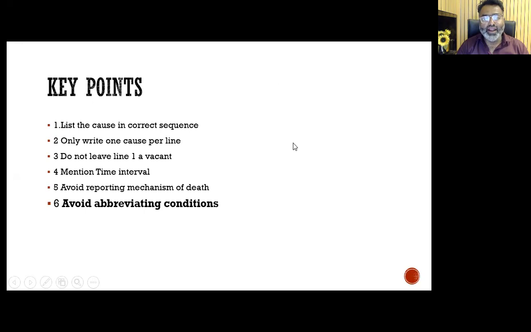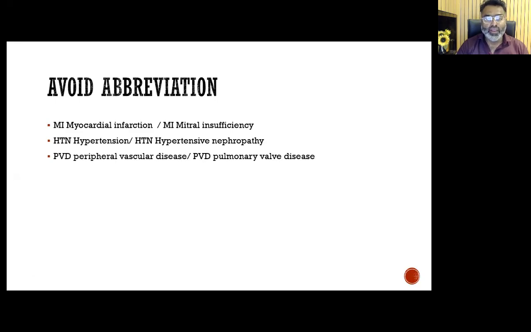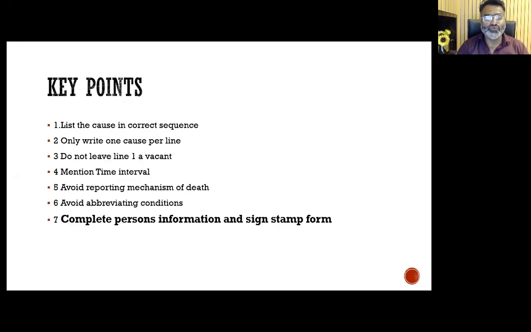Now avoid abbreviating conditions. Avoiding abbreviations means if you write MI, it can be either myocardial infarction or mitral insufficiency. The medical coders are not trained to know the difference between these. If you write HTN, it can be hypertension or hypertensive nephropathy. If you write PVD, peripheral vascular disease, it can be pulmonary valve disease as well. MS can be multiple sclerosis or mitral stenosis. RTI can be respiratory tract infection or reproductive tract infection, and so on and so forth. So avoid writing abbreviations.